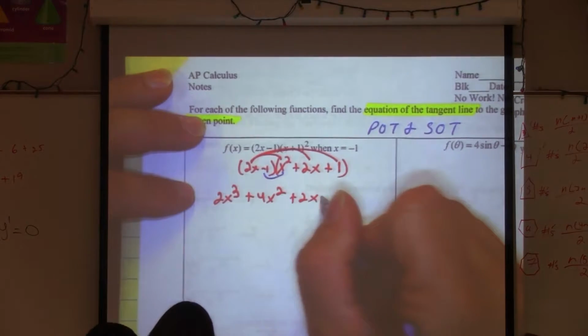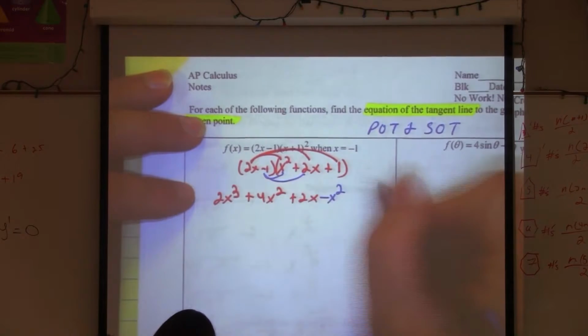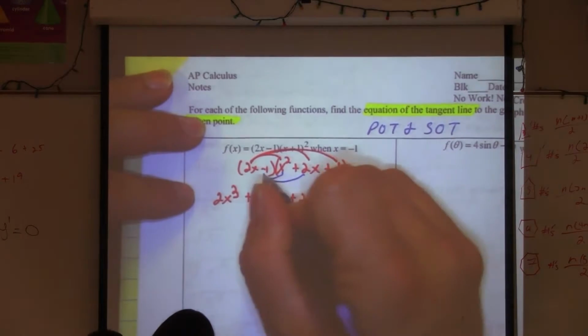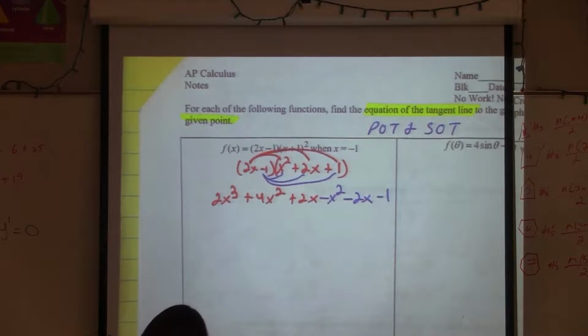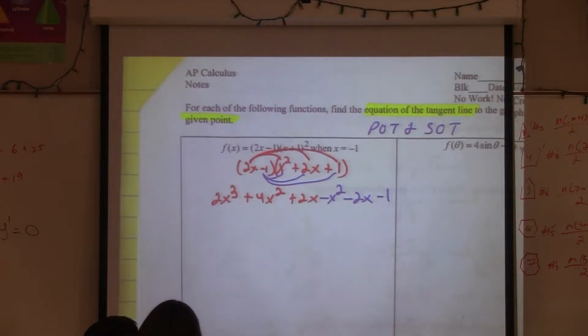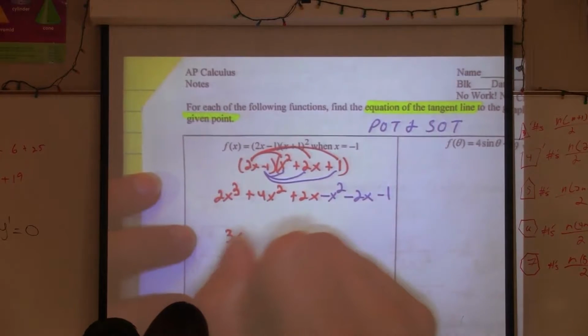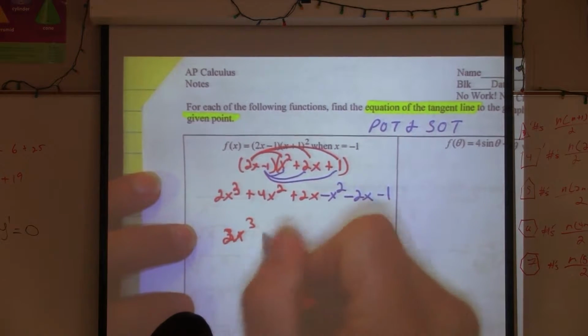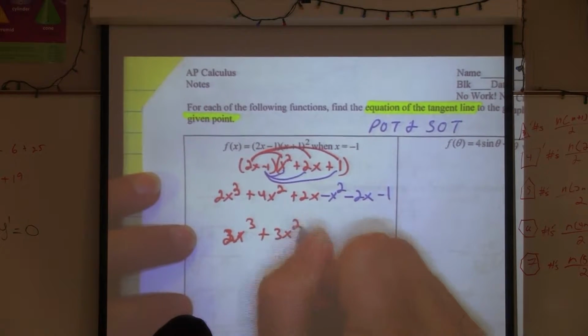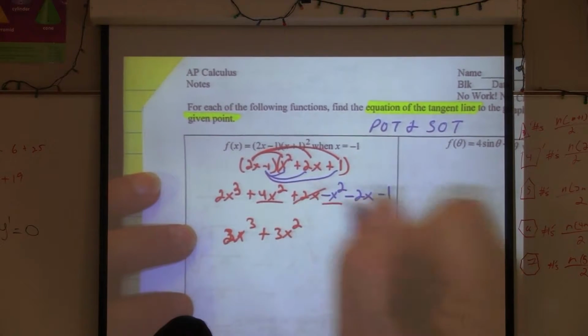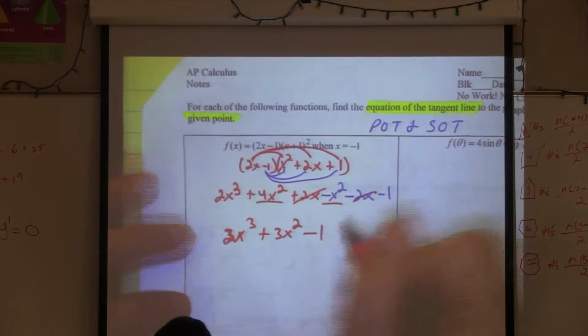Now the other one. Negative 1 times x squared. Negative 1 times 2x. Negative 1 times 1. What can we combine? So we got the 2x cubed plus what? 3x squared. The 2x's go away and we're left with minus 1.